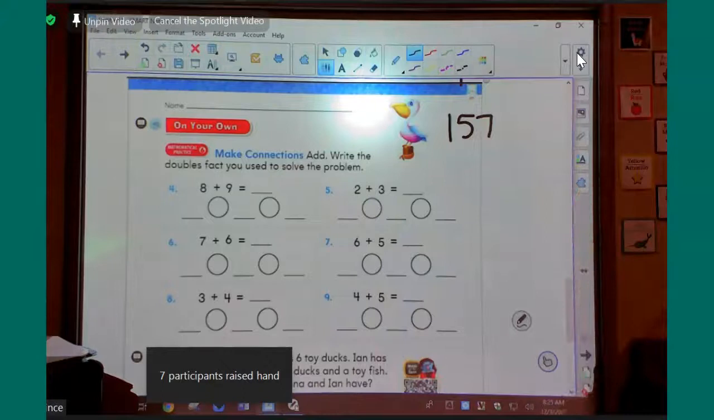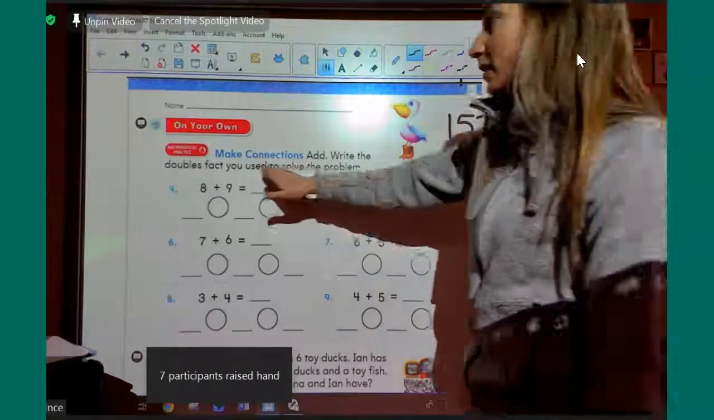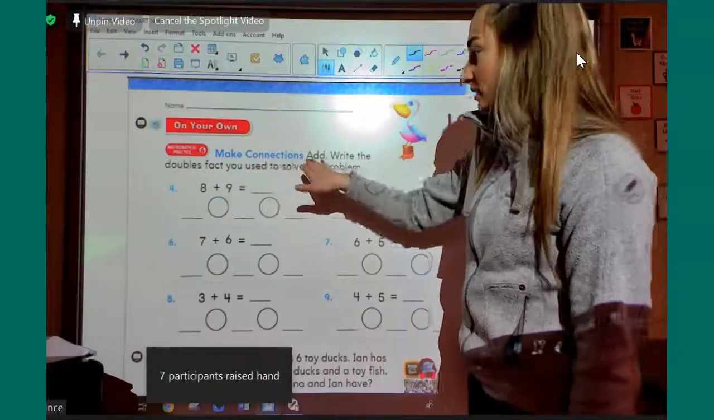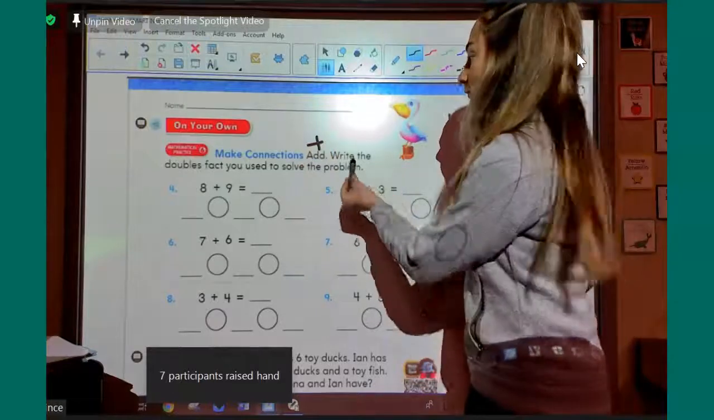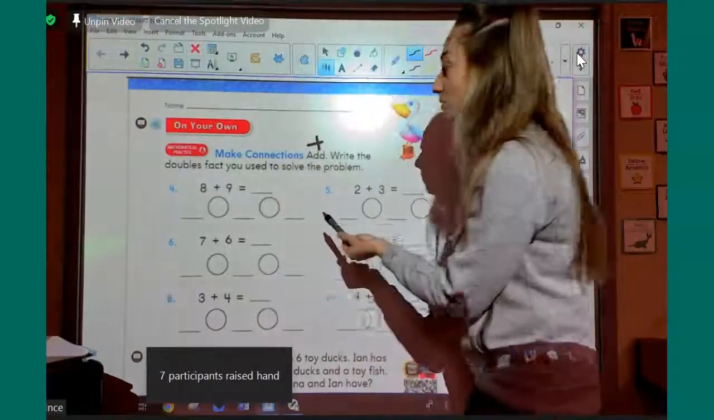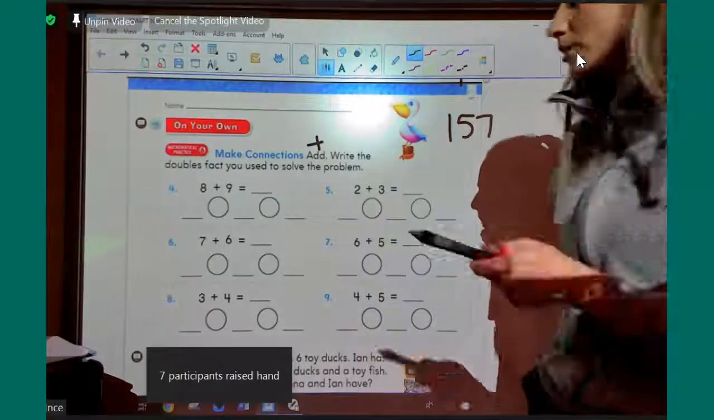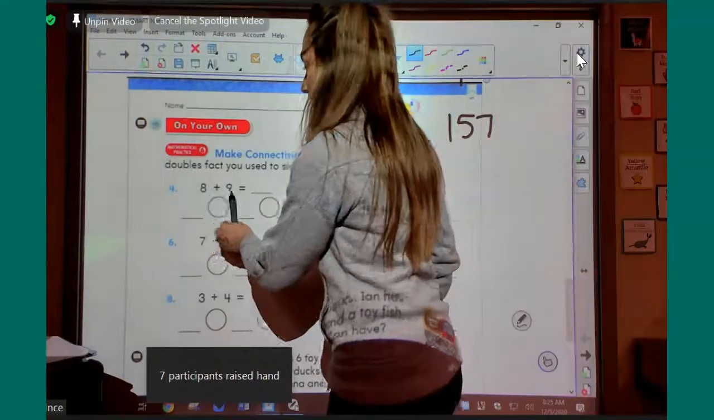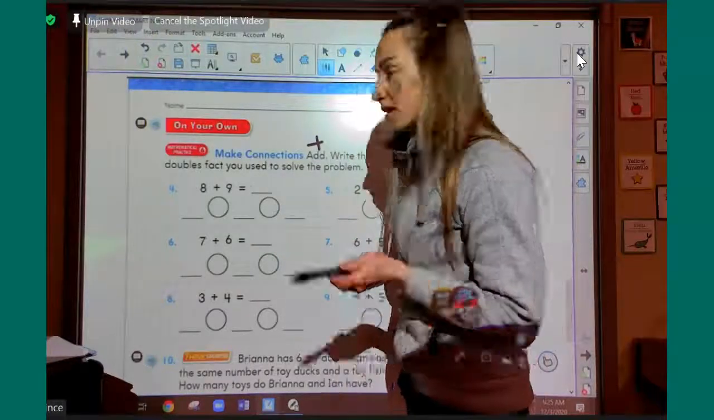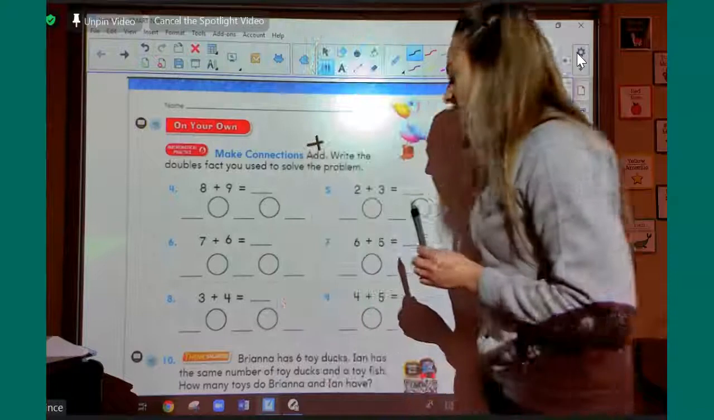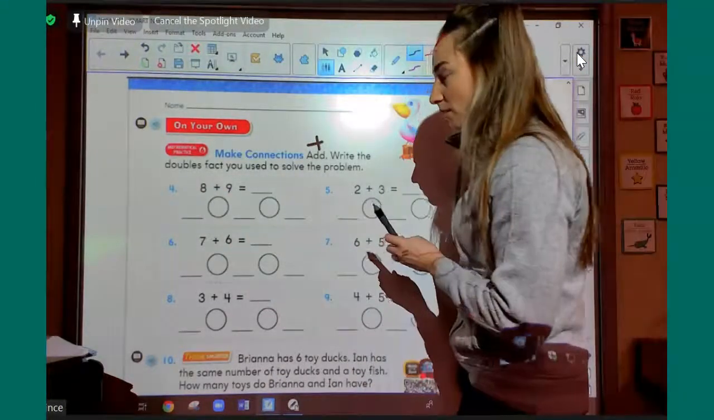Okay. All right. Page 157, it says make connections. Add. I'm going to put a plus sign here to remind myself. Write the doubles fact you used to solve the problem. Okay. So, we have 8 plus 9 equals. Before I solve it, I want to use a doubles fact to help me. Write the doubles fact you used to solve the problem.